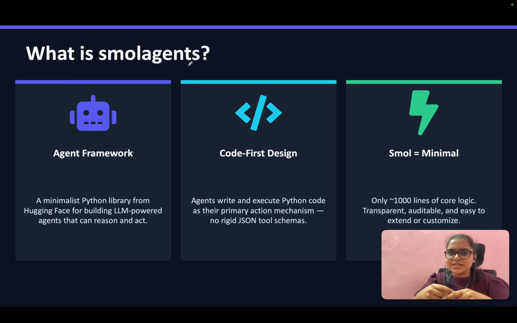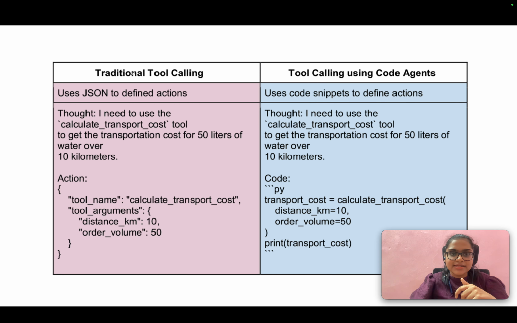Another peculiarity, or speciality, of smolagents is that it uses code agents. That means the actions created by smolagents are in the format of Python code. We can dive deeper into that.